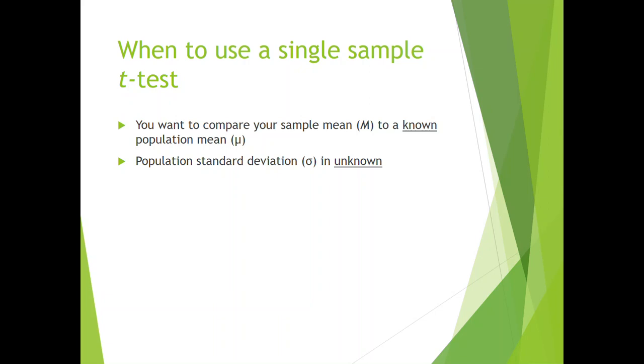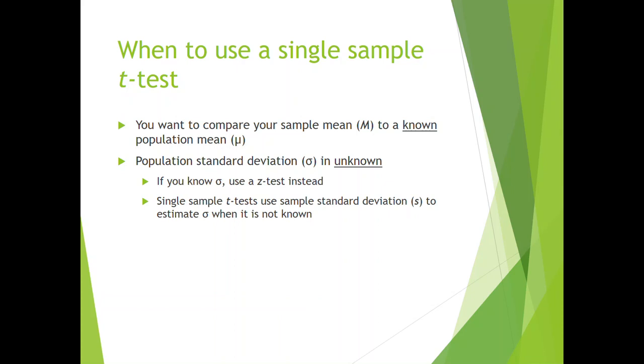If you did know the population standard deviation, you would use a completely different test altogether. So if you did know the population standard deviation, you would not use a single sample t-test. Instead, you would just do a z-test. So if you have that information, do a z-test if you can. So it's only when you do not know your population standard deviation would you use a single sample t-test.